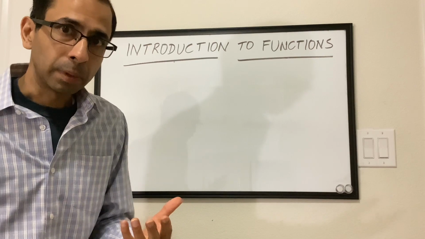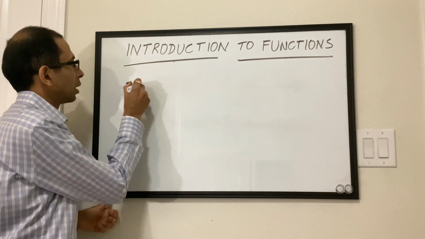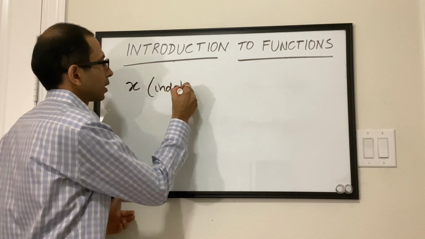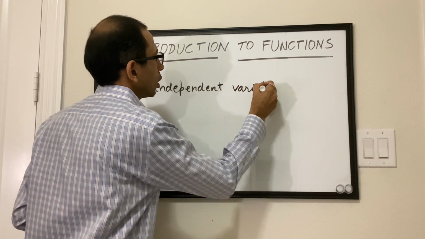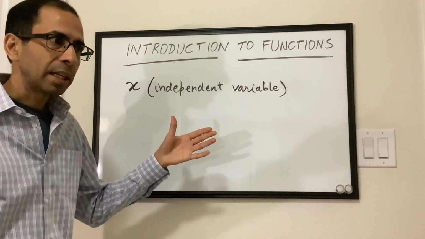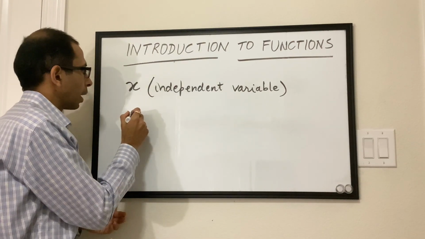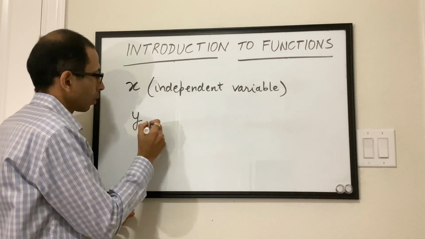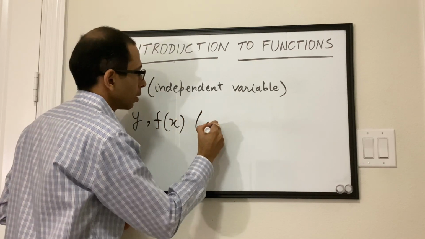Now, what are those 2 variables which are involved in this relationship? The first one is the independent variable, typically denoted by x. As the name suggests, this is the independent variable and it can take any real value, whatever value it wants, as long as it's within the real horizon. The other variable is y, which is the dependent variable, typically denoted by y or f(x). This is the dependent variable.